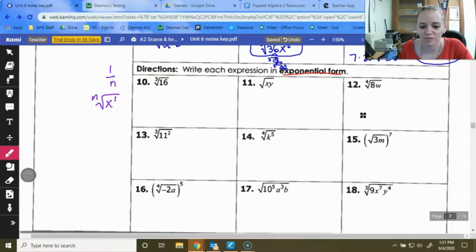I'm going to put this on the bottom and 1 on top. So 1 will move up, and then n will shift to the bottom. So in this case, my index will go to the denominator, and I know my base is 16. And then whatever my power is here, which in this case is a 1, will go in the numerator. So that's the same thing as 16 to the 1/3.